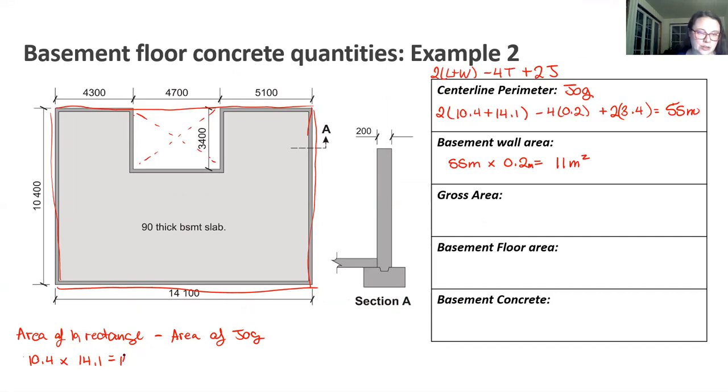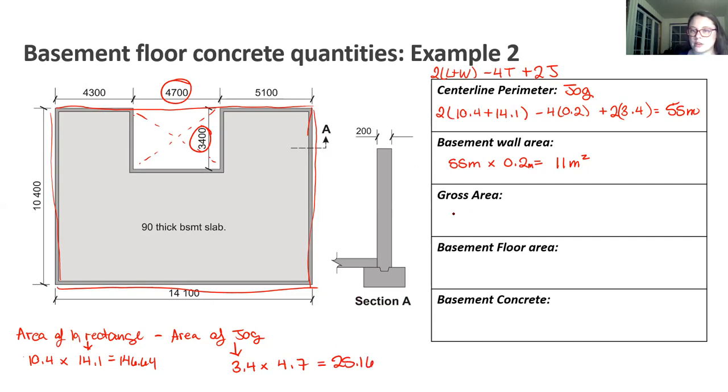So we have 146.64. Okay. Minus the area of the little jog. So that's the large rectangle. The smaller jog uses these lengths and widths. So this one's going to be 3.4 times 4.7, which leaves us with 25.16.